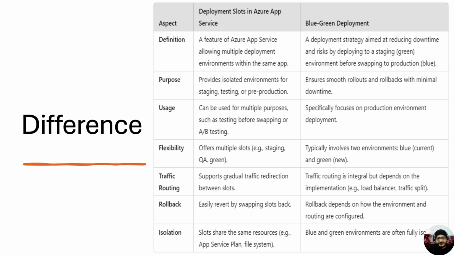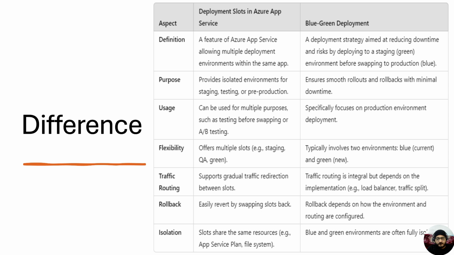Now it comes to flexibility. In deployment slots, we can create multiple slots, but in the blue-green deployment model, we can only create two environments, blue and green. Now we will see traffic routing. Deployment slots support gradual traffic redirection between slots. What does it mean? For example, we have created two slots, one for pre-prod and one for prod.